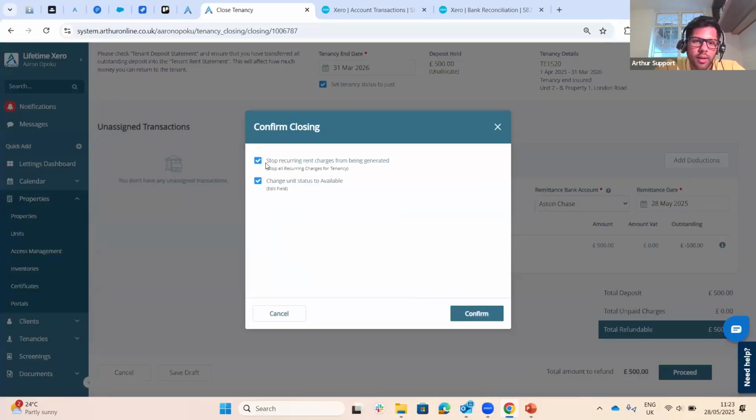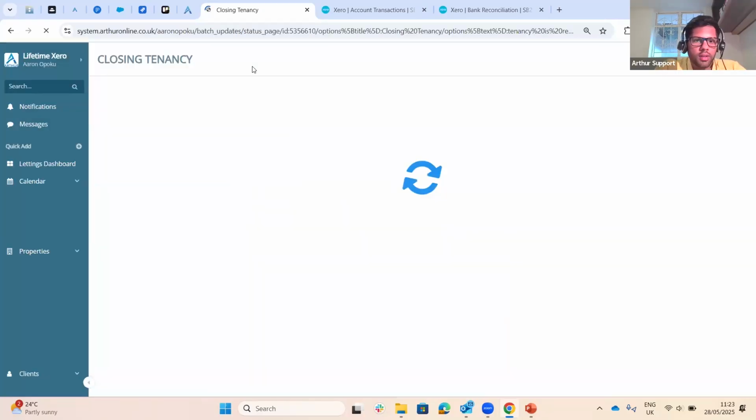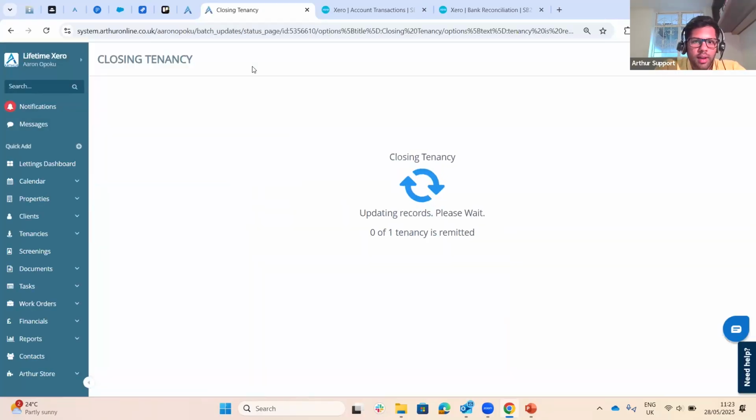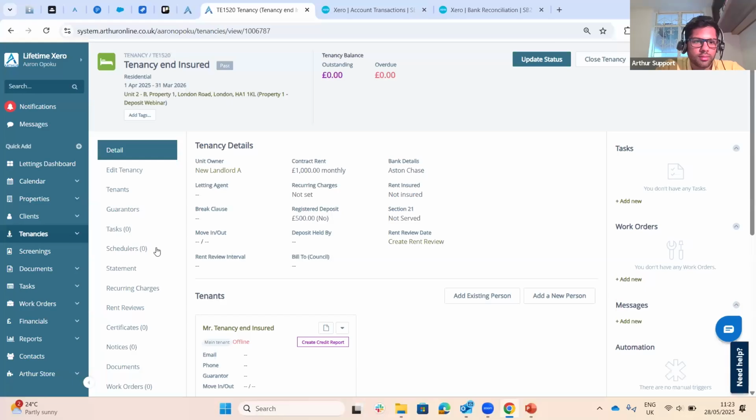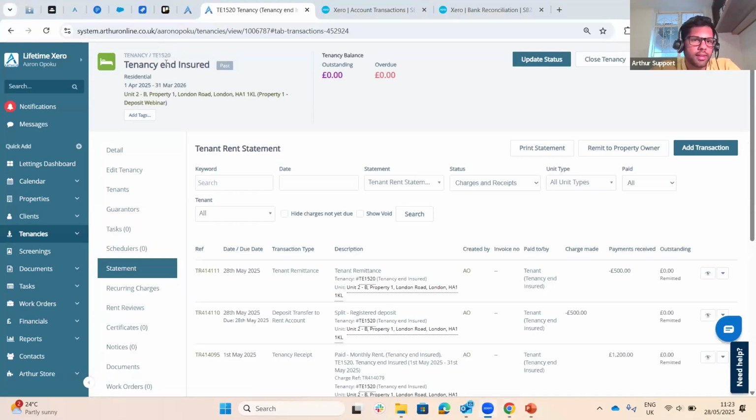What that will do is stop any active recurring charges, and it will also set the unit to available, because the tenancy has been closed and the deposit has been refunded back to the tenant. So that will all process now. And when we go back to the statement, we'll see the tenancy has been closed. So going back to the statement, we can see the tenancy here has now become a past tenant.